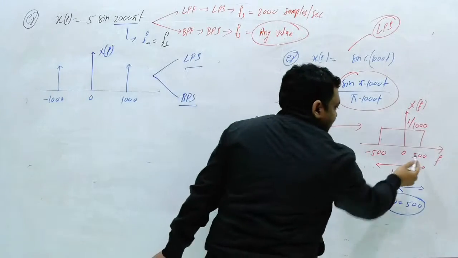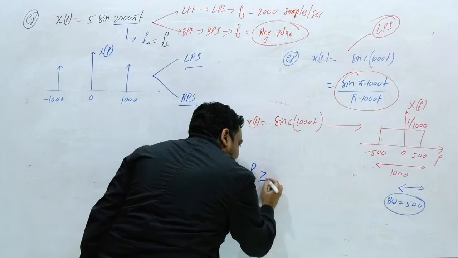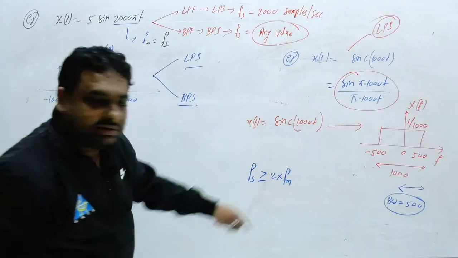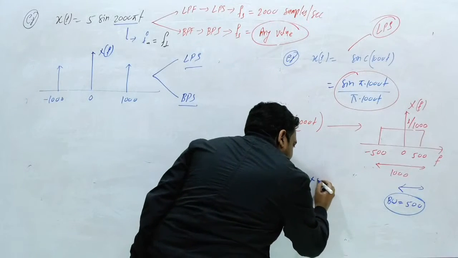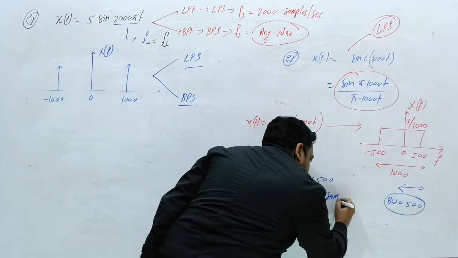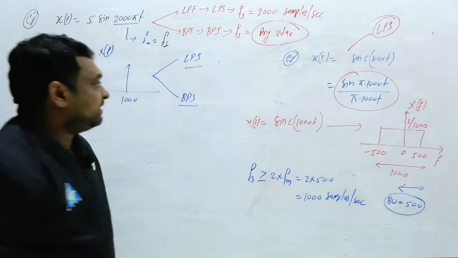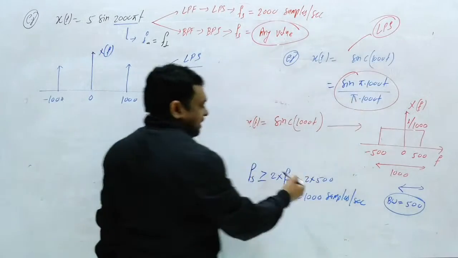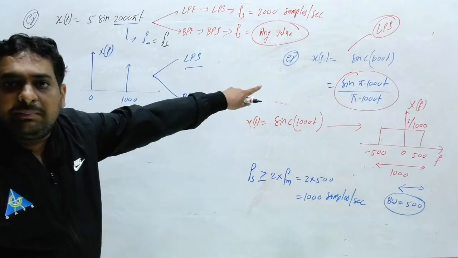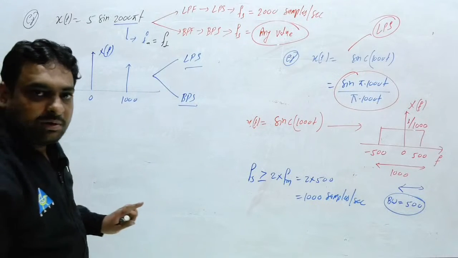What is the highest frequency component? 500. So what will be the fs greater than or equal to 2 into maximum frequency? What is the maximum frequency? 500. So here 2 into 500, this is nothing but 1000 samples per second. This is the answer. So easily you can find out Nyquist rate or minimum sampling frequency for the sinc function. Here only one answer can be possible, clear?